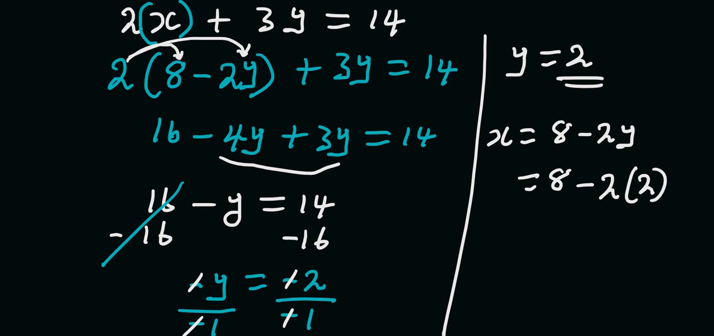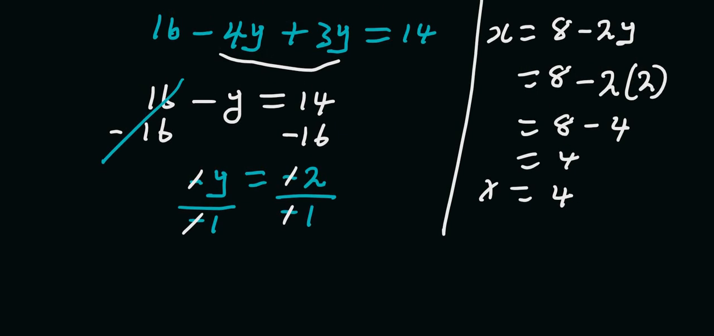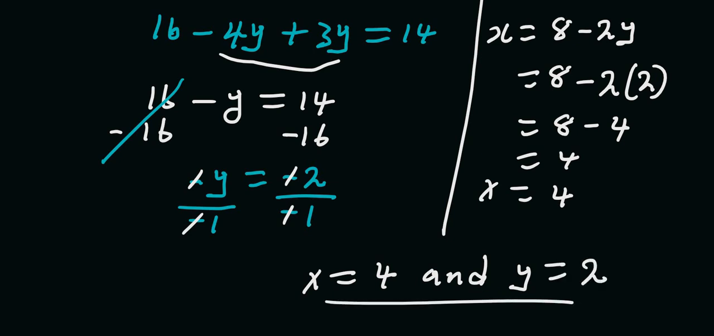So now, negative 2 times 2 is negative 4. So this will be equals to 8 minus 4. So 8 minus 4 is equals to 4. Therefore, x is equal 4. So the solution to this question 1 is x is equals to 4 and y is equal to 2. Final answer.